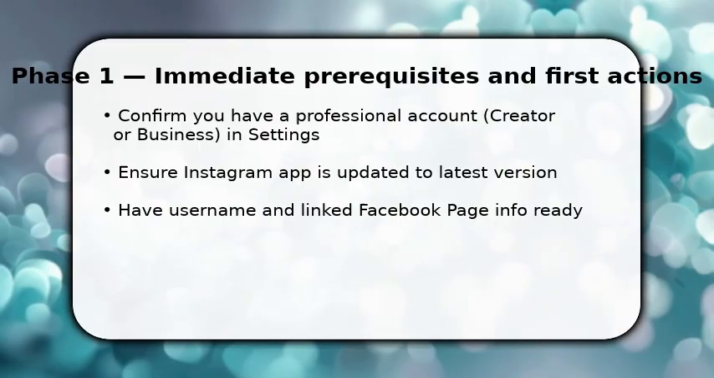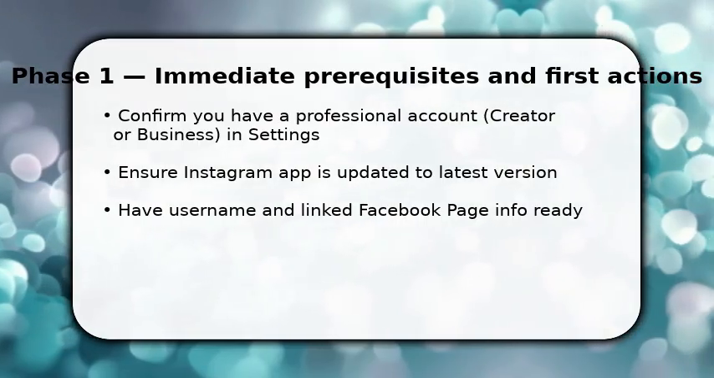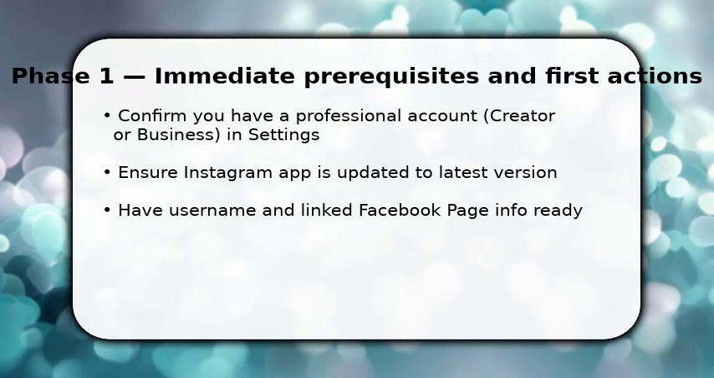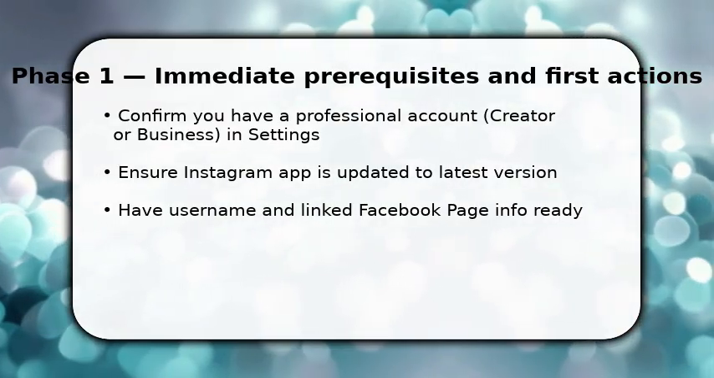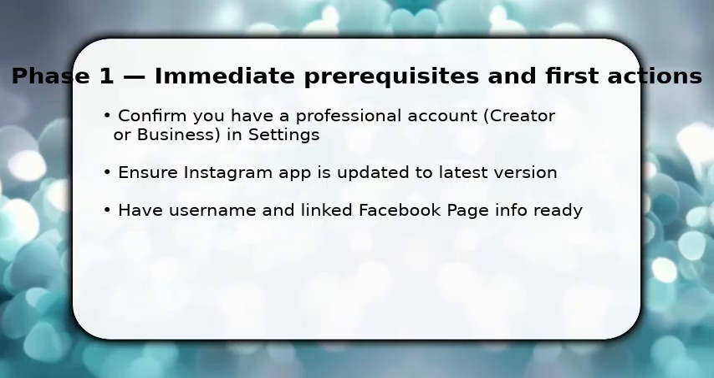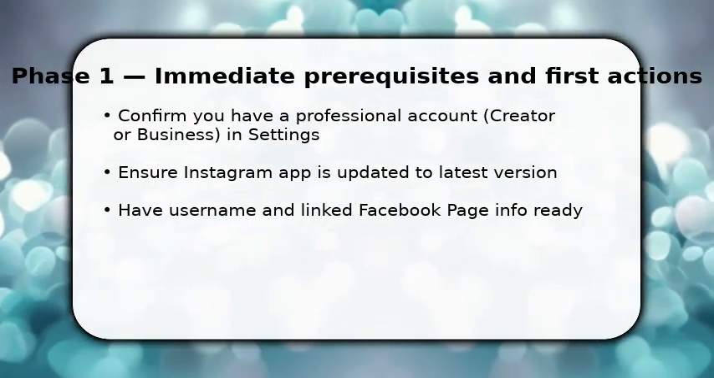Next, go to Settings, then Account, to verify the account type and note any linked Facebook page. Having that info ready speeds removal. Now tap Professional Dashboard to begin the cancellation steps that follow.